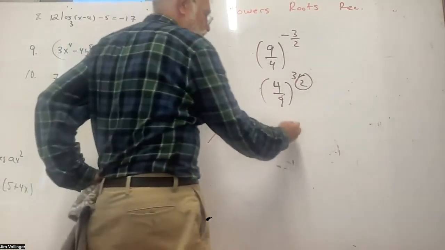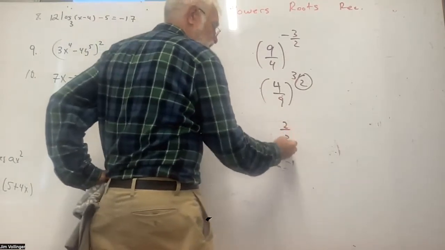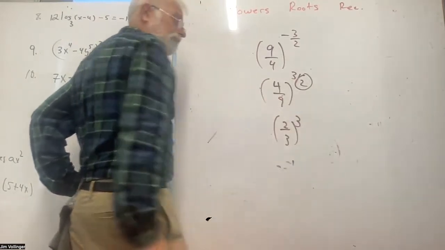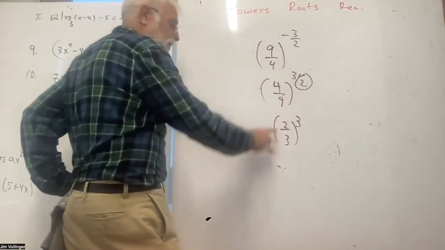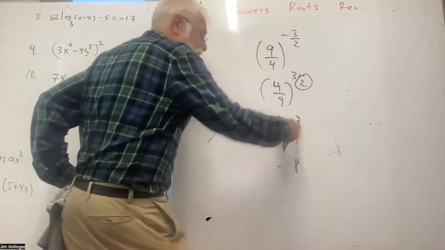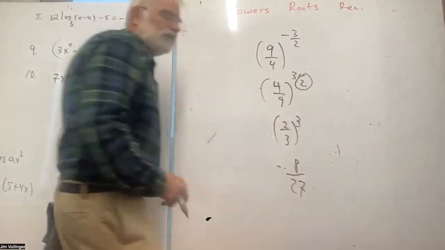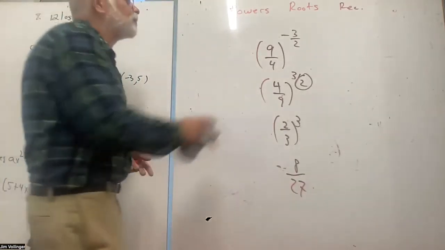I know the square root of 4 is 2, square root of 9 is 3, and then I'm asked to cube that. Well, I actually know how to do that without a calculator. 2 cubed is 8, 3 cubed is 27, and there's a little practice with that skill.